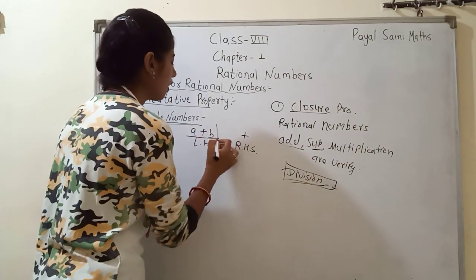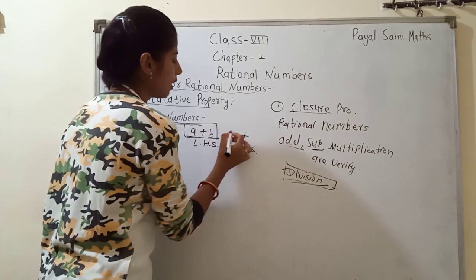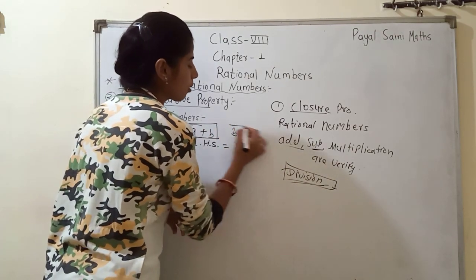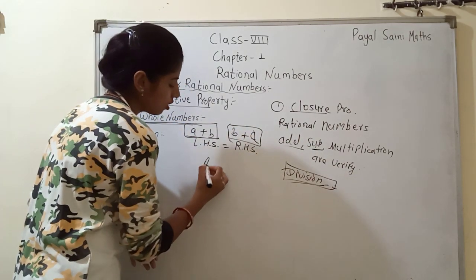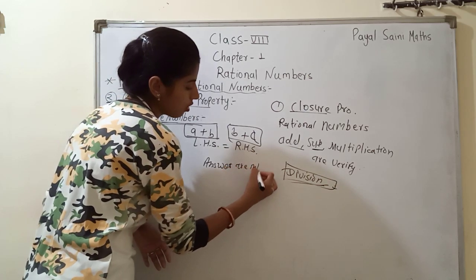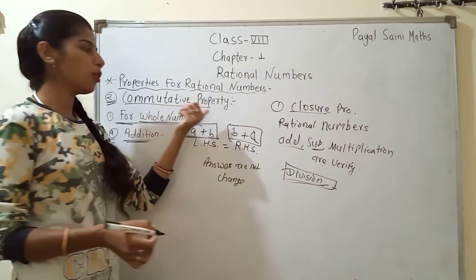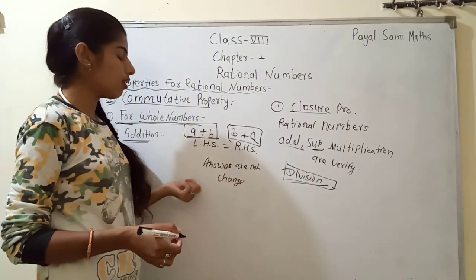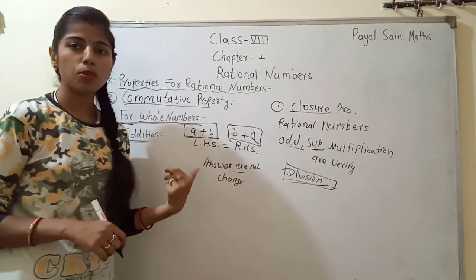Then if we only change their place, writing b and then a, the answer should not change. If the answer changes, then it is not under the commutative property. And if the answer is the same, then it is under the commutative property.